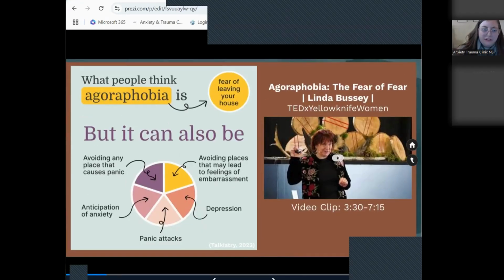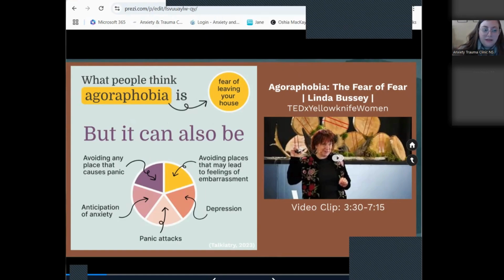I have a little graphic here. What people think agoraphobia is: the fear of leaving your house. Can it be? Absolutely. It can be a component of it. But there are other things too. So if we look at that pie graph, we've got avoiding any place that causes panic, anticipation of anxiety. That concern of feeling anxiety is so uncomfortable that that alone, that anticipation of feeling it, can keep a person from going places. Panic attacks, depression, and avoiding places in general that may lead to feelings of embarrassment.